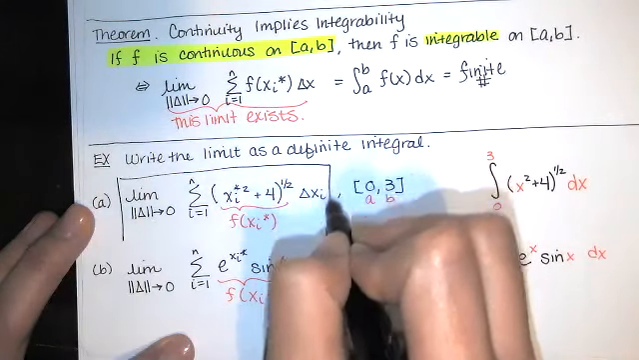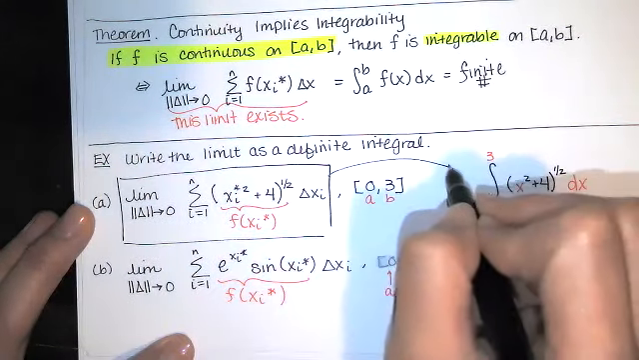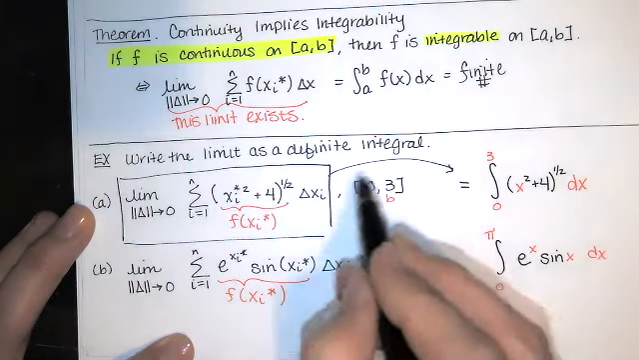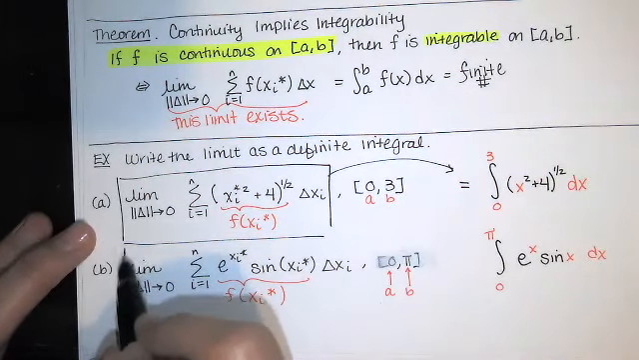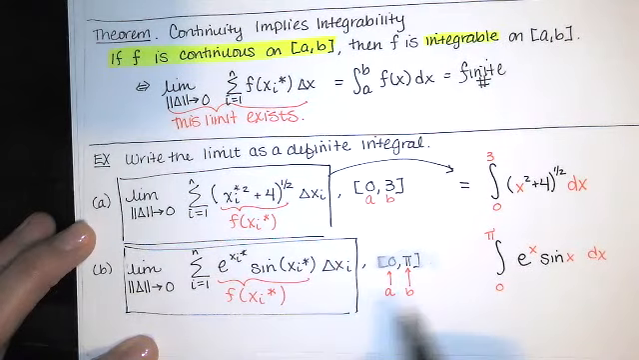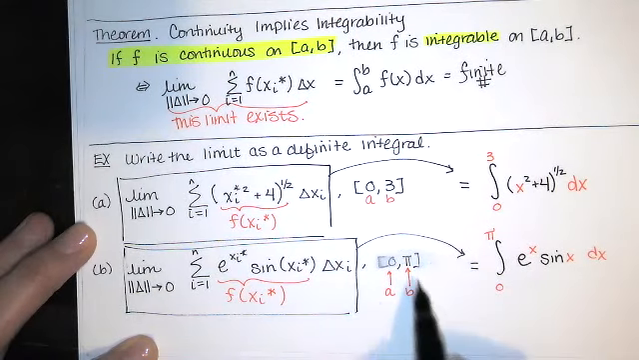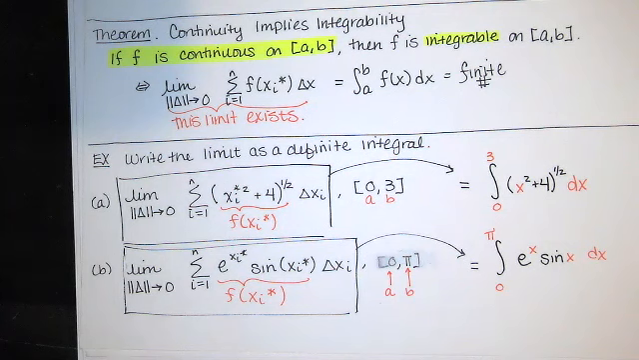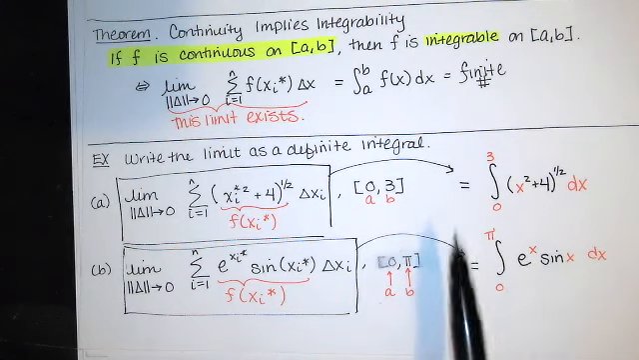This over here is equal to that over there on the interval from 0 to 3. And then this over here is equal to that over there on the interval from 0 to pi. So this is the definite integral that's represented by this limit. In the next video, we'll talk about what these represent geometrically. It's related to area, as you can imagine. And then we'll talk about some properties of these, and we will evaluate some definite integrals.